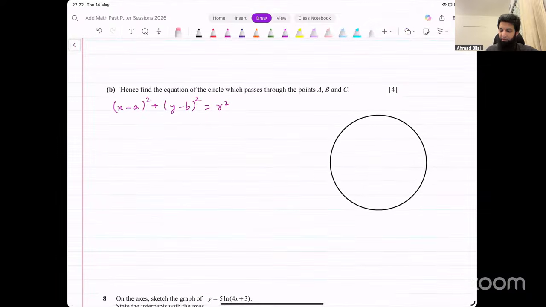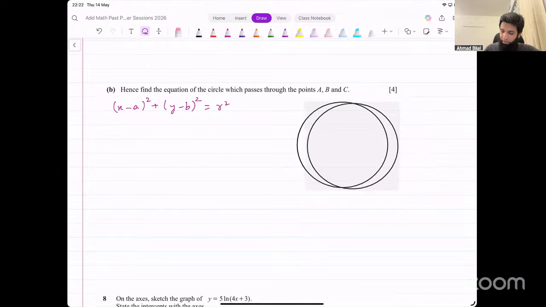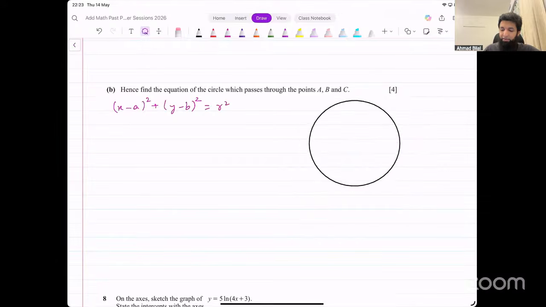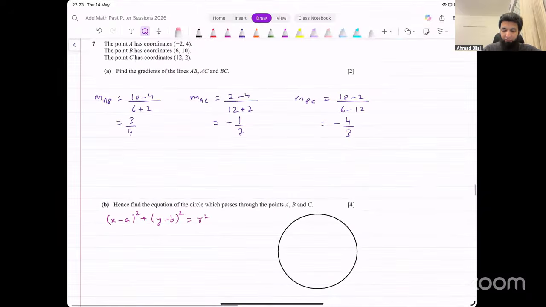Now, how do we do that? How do you find the center of the circle? Let's try to understand the situation. They made you find gradients in the first part. That's a hint as well, but let me just show you how they would look like on the graph.